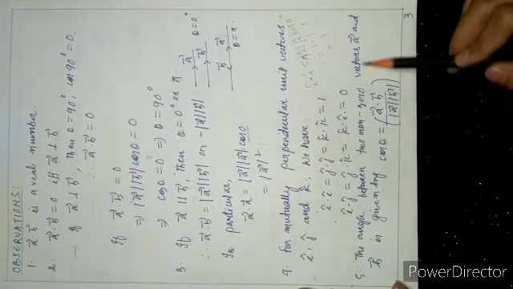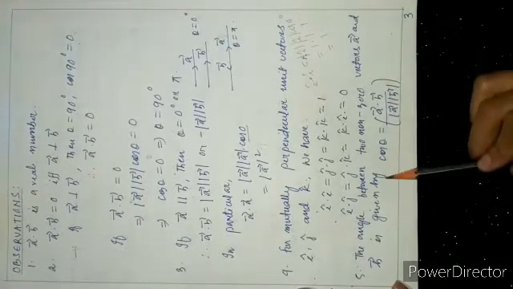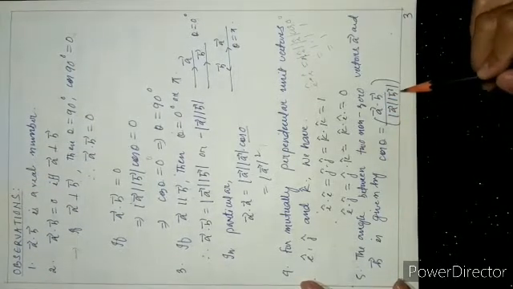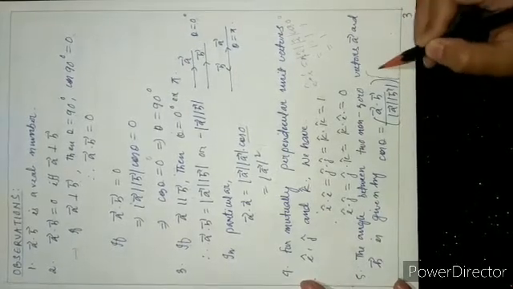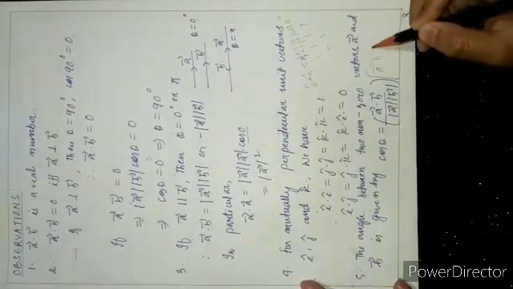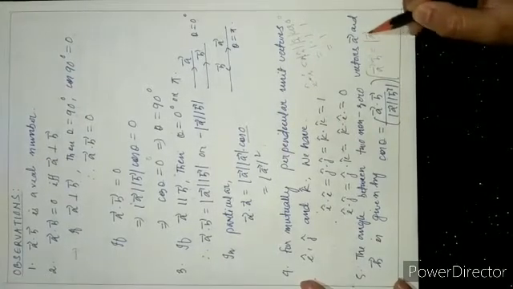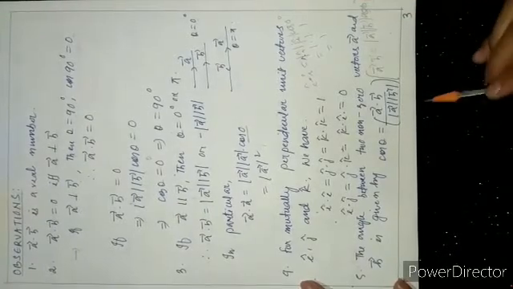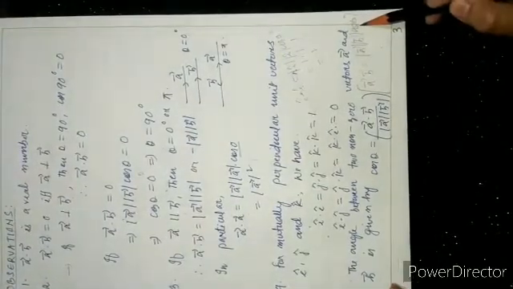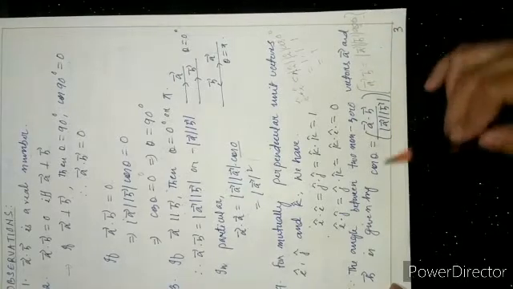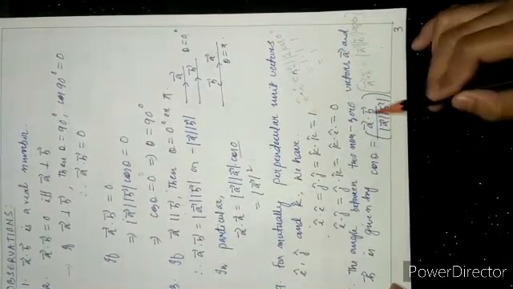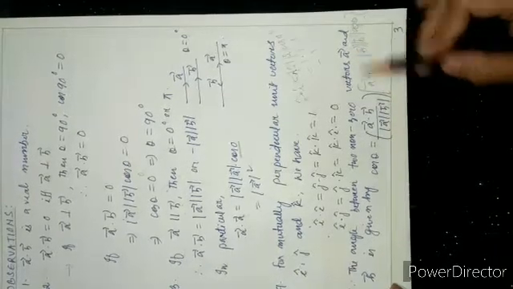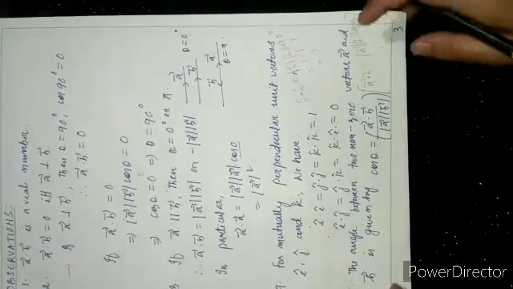Next, observation number 5. The angle between two non-zero vectors a vector and b vector is given by the formula cos theta equal to a dot b divided by magnitude of a and magnitude of b. We know a dot b is equal to magnitude of a magnitude of b multiplied by cos theta, and we find this cos theta from this equation. So cos theta is given by a dot b divided by magnitude of a into magnitude of b. Using this formula we can find the angle between two vectors.